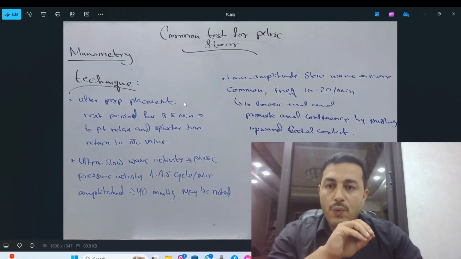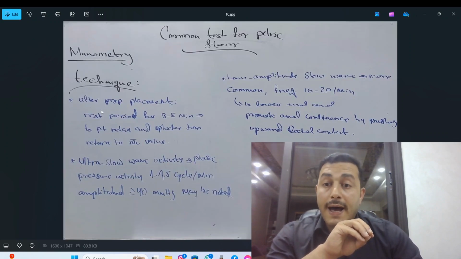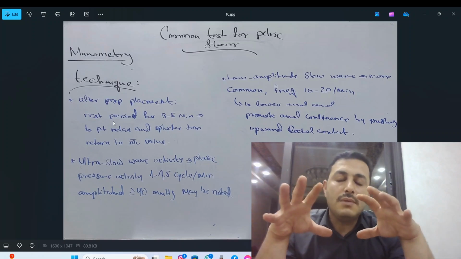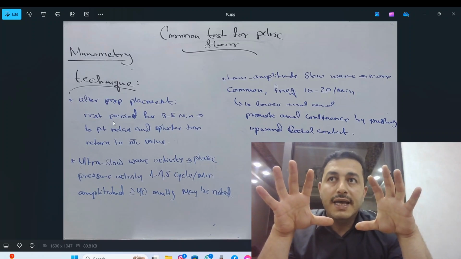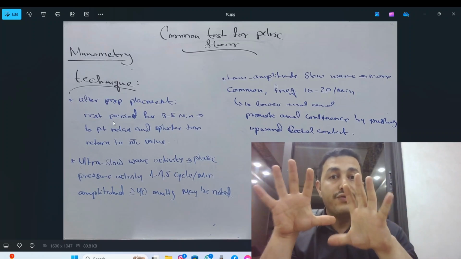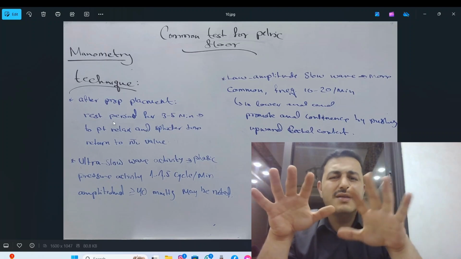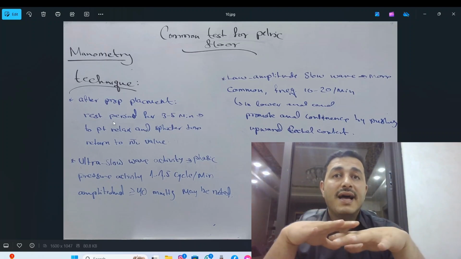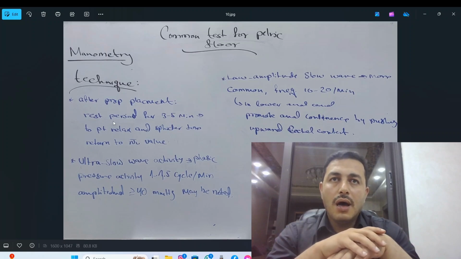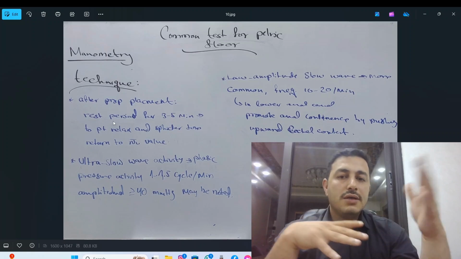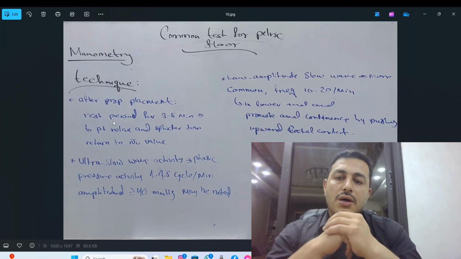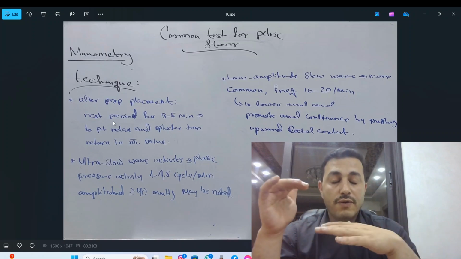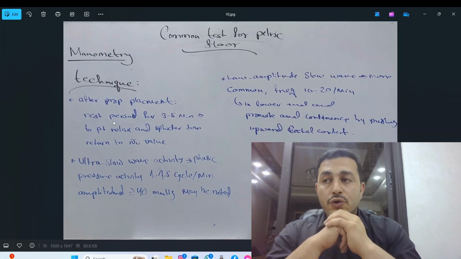Okay, after probe placement, we should give the patient time to rest for 3 to 5 minutes. This will allow the sphincters to relax and allow any anxiety-induced pressure to return to normal.